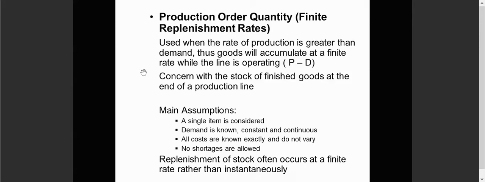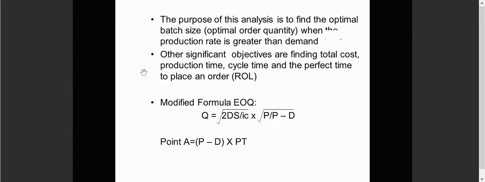Replenishment of stock often occurs at a finite rate rather than instantaneously. It means that the order quantity is received gradually over time. That's why the goods received accumulate at a certain rate in the production order quantity model. The purpose of this analysis is to find the optimal batch size.